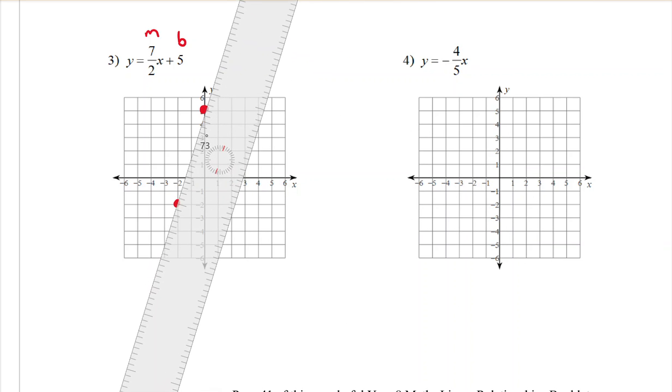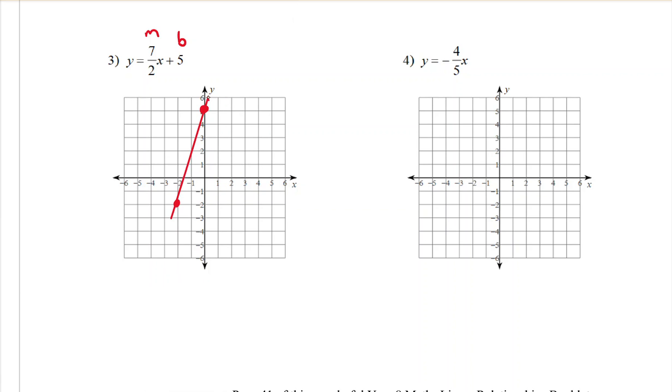So make sure, just do a visual check. Yes, that is a positive slope. You know you've gone the right way with doing your rise and your run. And there is our line. Make sure you draw it with your ruler. Make sure you have arrows on the end because it would keep going for as far as we would like it to go. You lose marks if there's no arrow.